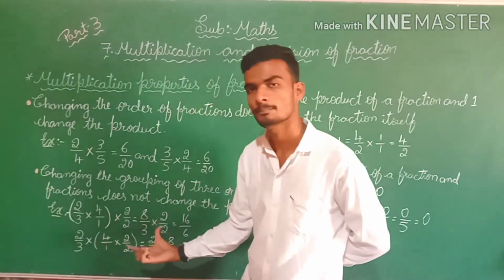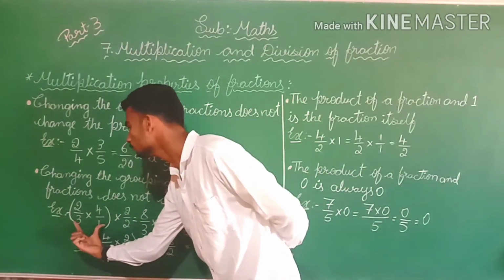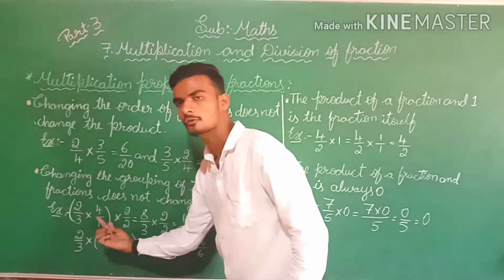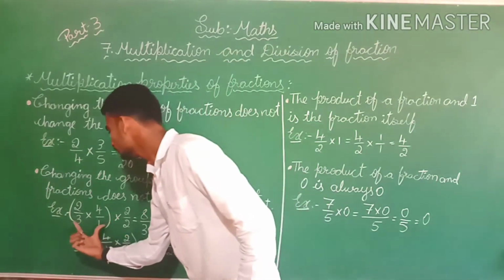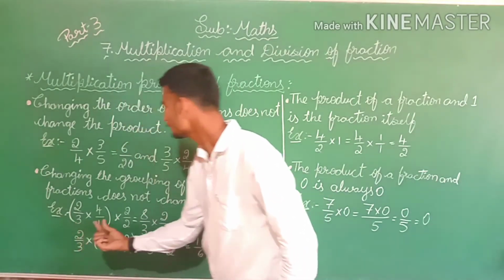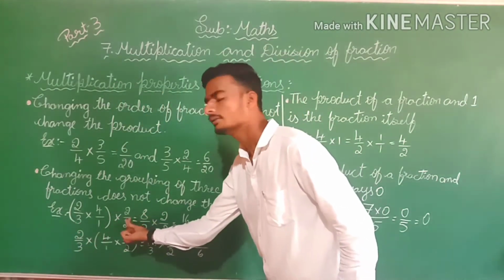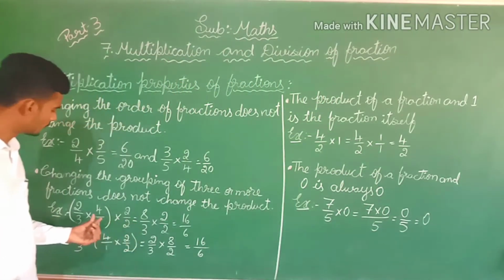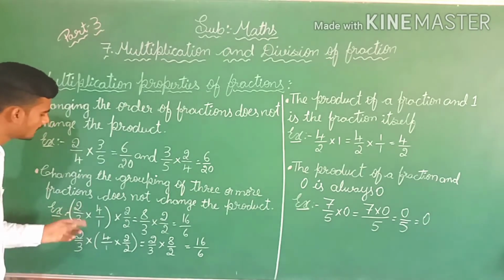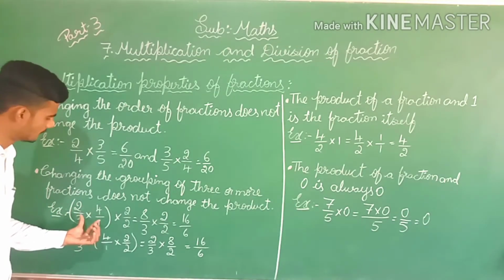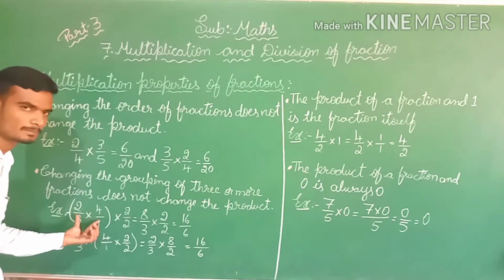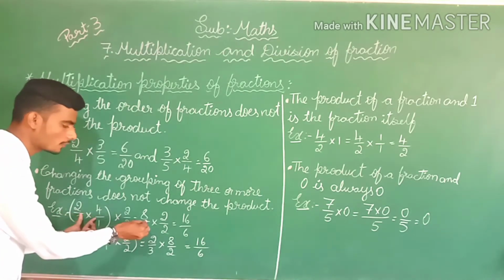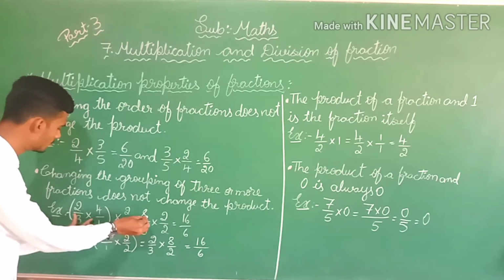I have made a group of these 2 fractions, 2 by 3 and 4 by 1, and I have left this fraction as it is. Then what we have to do? We first multiply these two fractions. 2 fours are 8, and 3 ones are 3, with 2 by 2 left as it is.